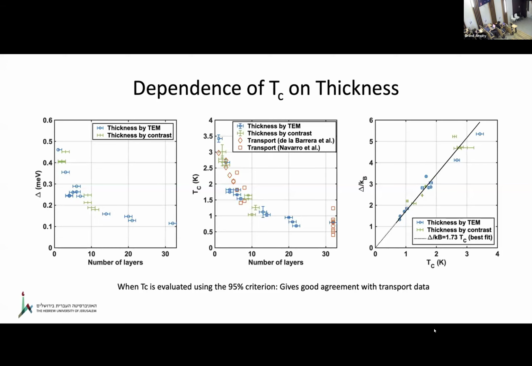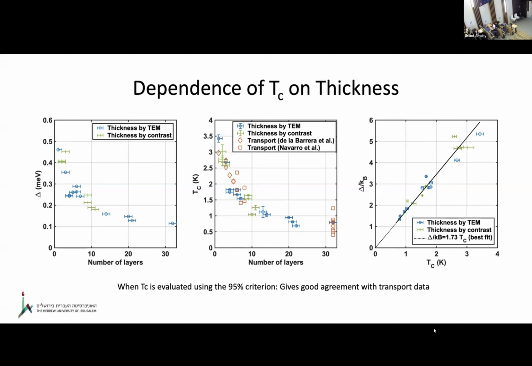But I want to draw your attention to something here. If you look at transport data, these are the red data. So people were looking, okay, TC goes down, down, down, bulk. And they called all these guys bulk. We think they missed something, because if you look at our data, you can see that at 30 layers it is about 120 microvolt, and from 30 to 10, you actually go by a factor of 2. So this is quite interesting.